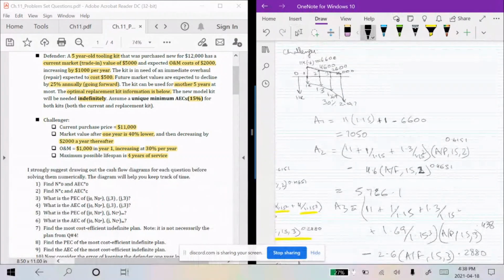So for the challenger, A1 is going to be 11, because this was the cash flow diagram for the challenger. What you're doing here is taking the 11K one period ahead, adding the 1K of operating charges, and subtracting the 6,600 of salvage value. You get 7050 in the first period.